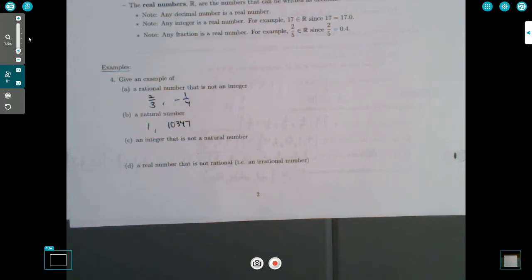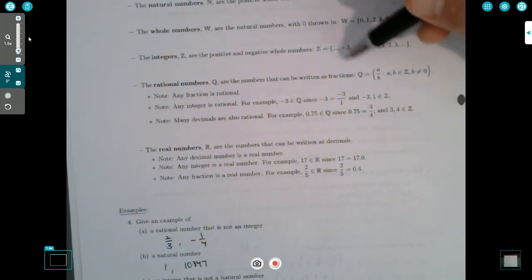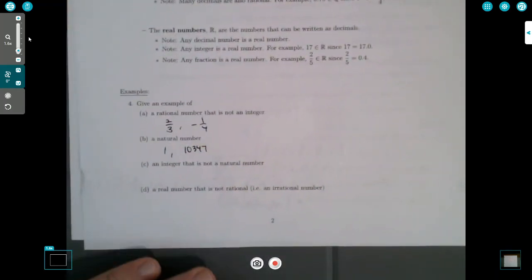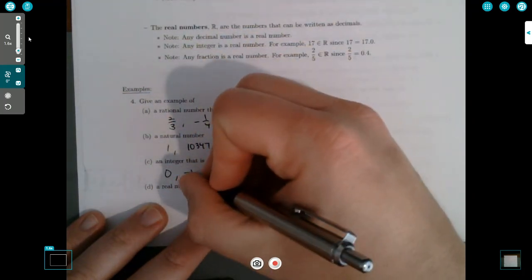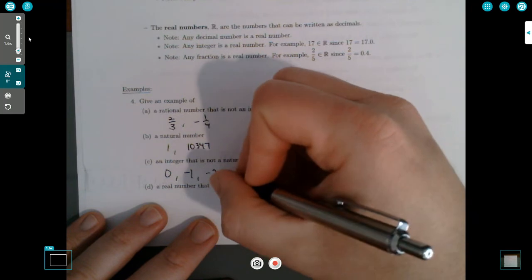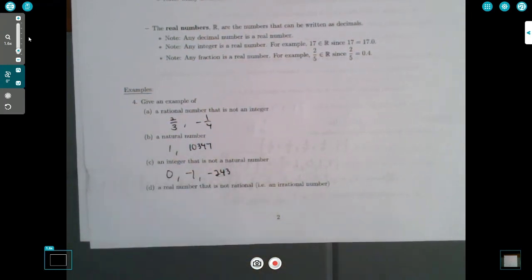Part C asks for an example of an integer that is not a natural number. Well, remember, the integers are the positive and negative whole numbers, and the positive whole numbers are the natural numbers. So if we're trying to give an example of an integer that's not a natural number, then we need to choose one of these negative numbers, or maybe 0. 0 is not a natural number, but it is an integer. So we could say 0, or -1, or -243. Those are all integers that are not natural numbers. But as soon as you write down a positive whole number, then that doesn't do the trick.